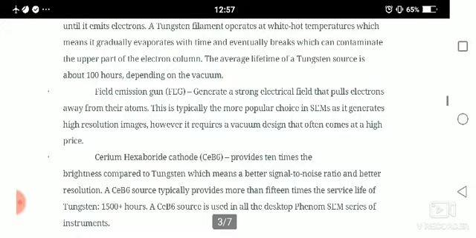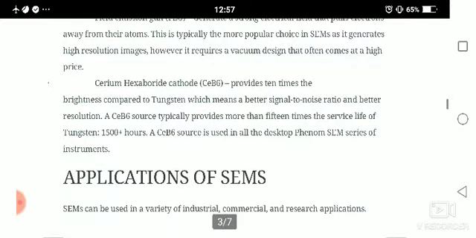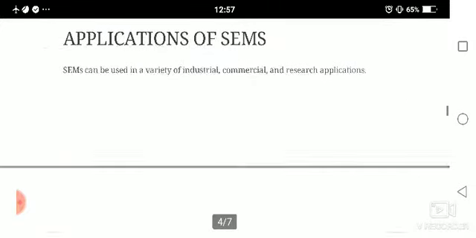A field emission gun generates a strong electric field that pulls electrons away from the atoms. This is typically the more popular choice in SEM as it generates high resolution images. The CeB6 provides 10 times the brightness compared to tungsten, which means a better signal to noise ratio and better resolution. So, what are the applications of SEM?